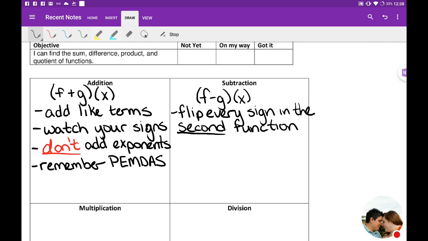That only applies to the second function, so be sure that you're not changing all the signs in both. Once you've done that, you just simply need to add the like terms again. And like always, don't add your exponents and remember PEMDAS.